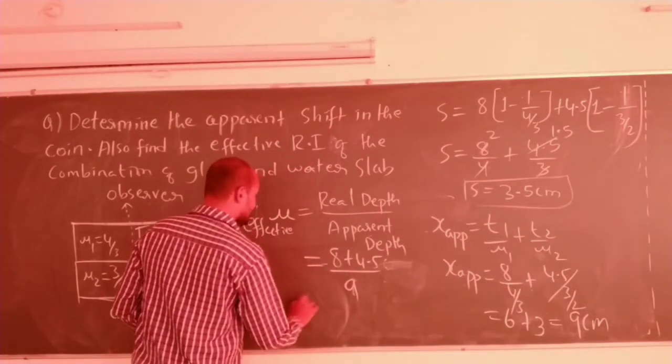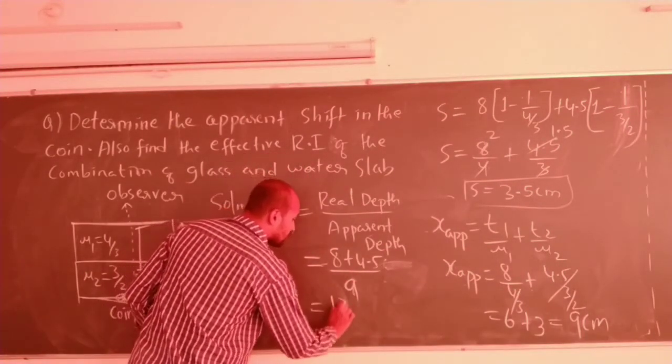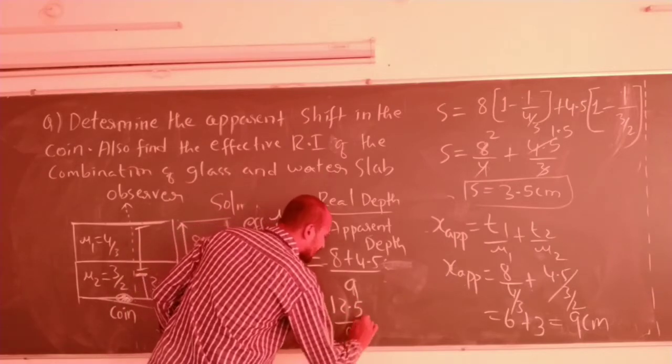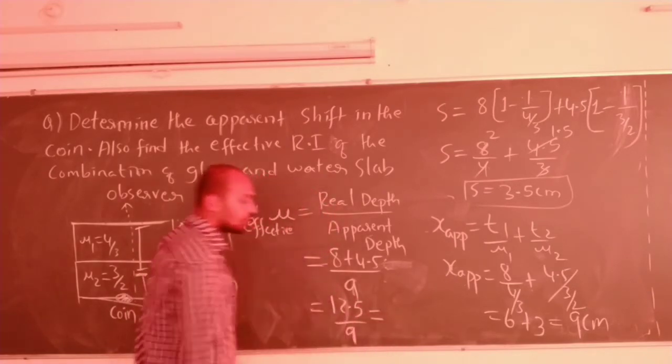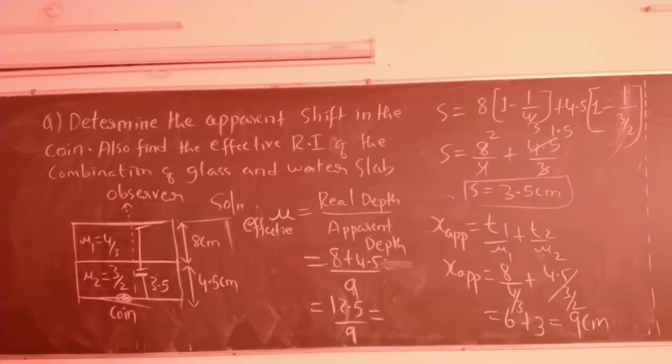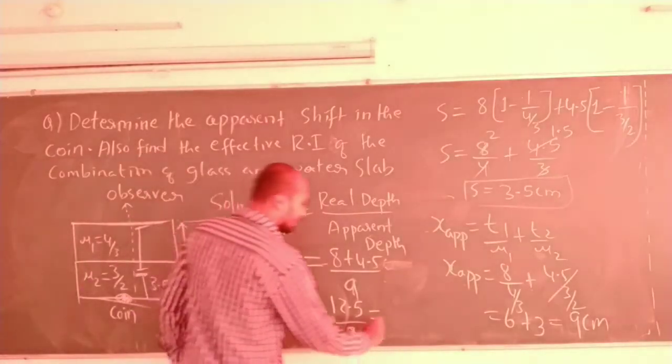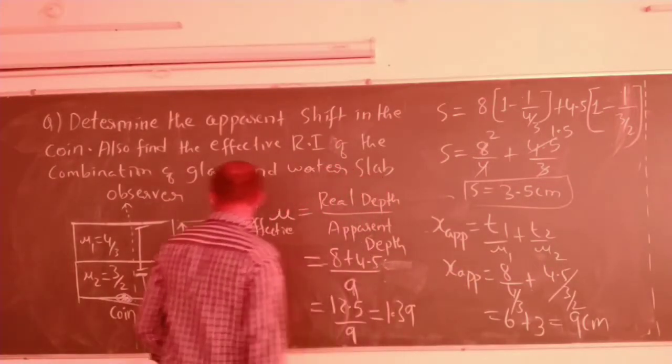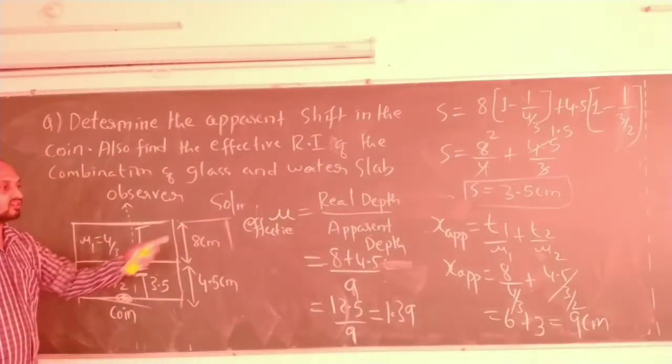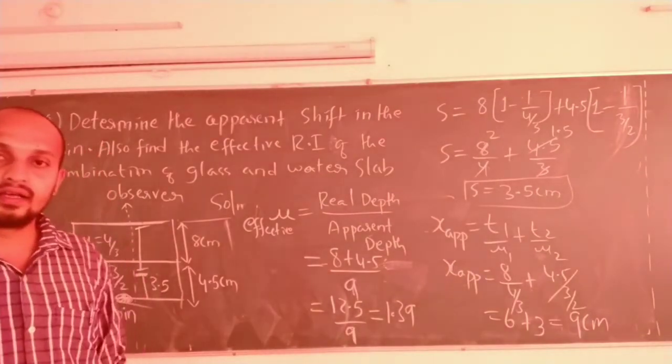So the effective refractive index will be 12.5 divided by 9. What is the answer? It has to be 1.39. So the effective refractive index between these two is 1.39.